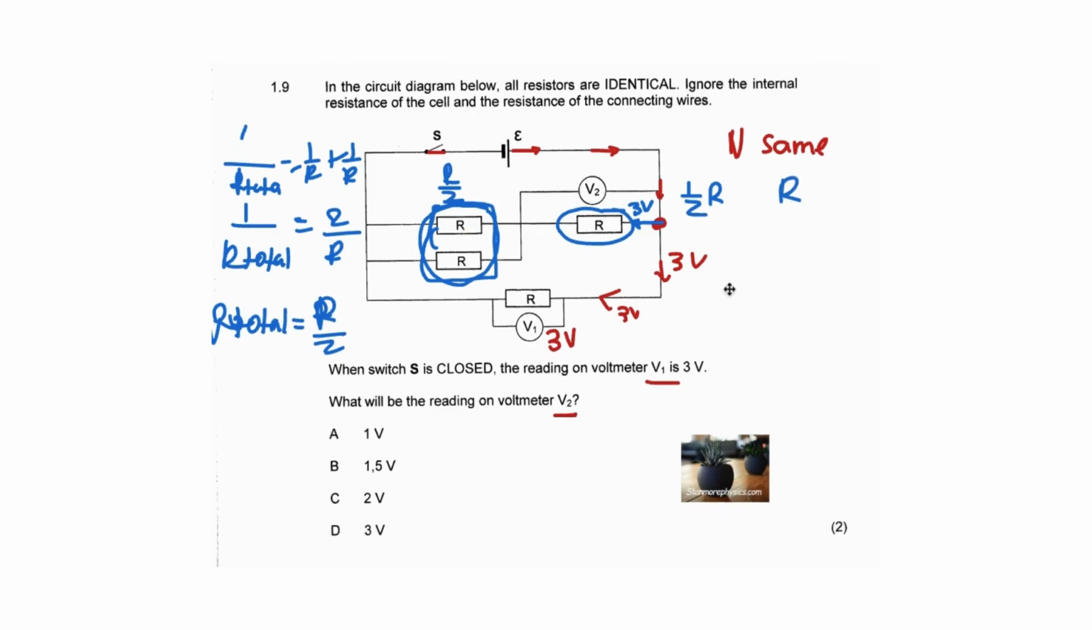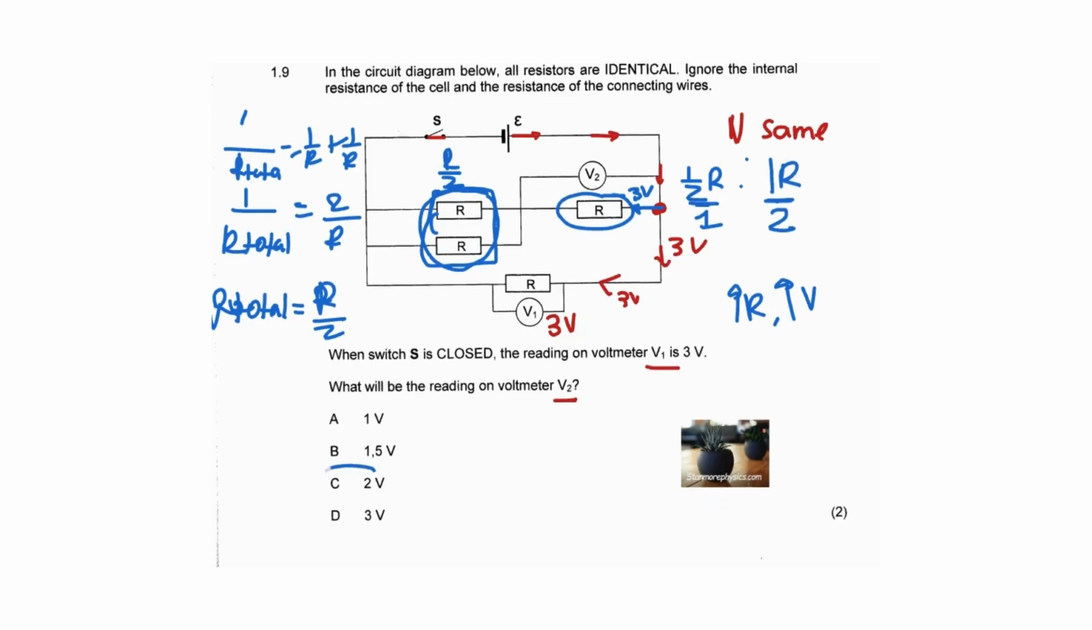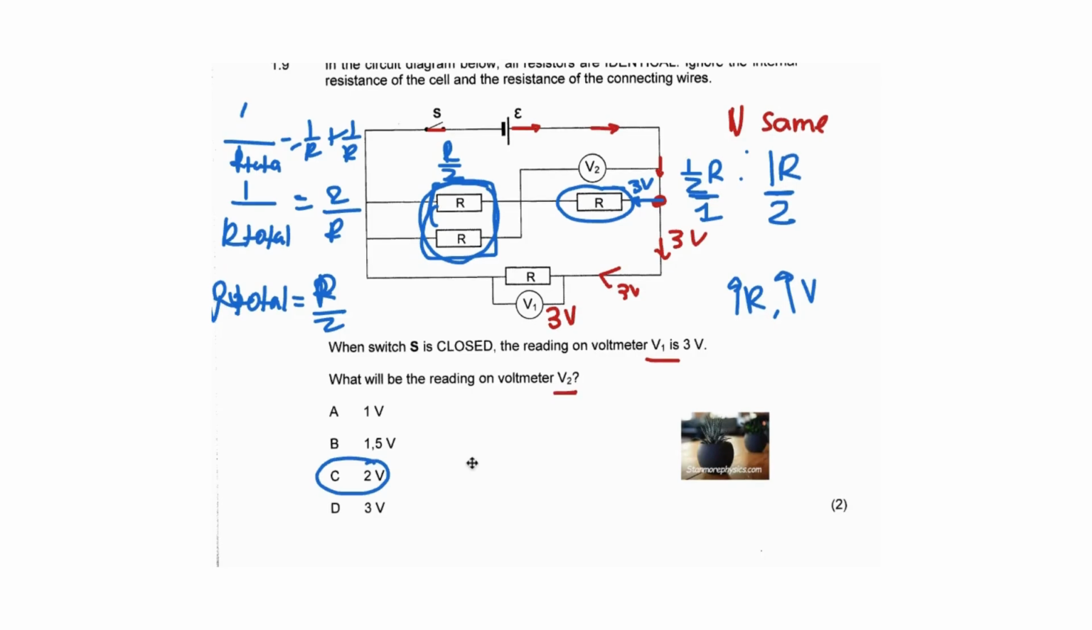And we know the relationship between resistance and voltage: the greater the resistance, the greater the voltage. So they are directly proportional, meaning they're going to share the 3 volts in the ratio of 1 over 2 is to 1. The voltmeter reading on this one should be double that one. If it's 3 volts, that's going to be 2, and that's going to be 1. Hence the reading on V2 was going to be 2 volts, because it should be double what is on 1 over 2.